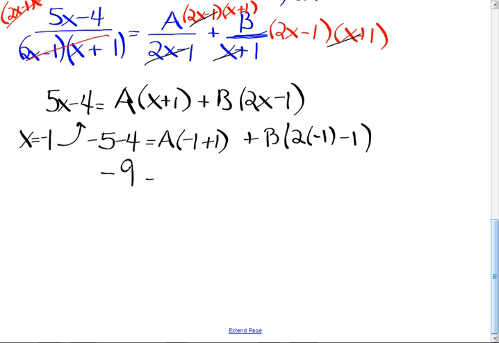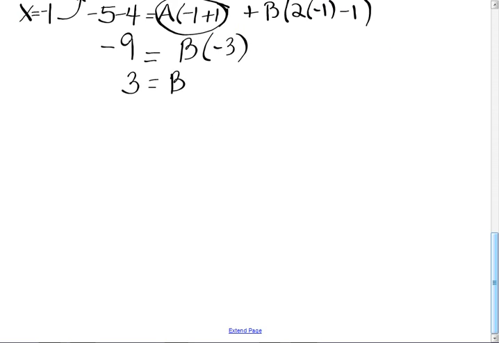That's 0. Negative 1, because what happens to this term right here? That's 0. And this is b times a negative 3. Well, that's not so bad. b is 3. Okay, Alex? No, you don't. Okay. Good.